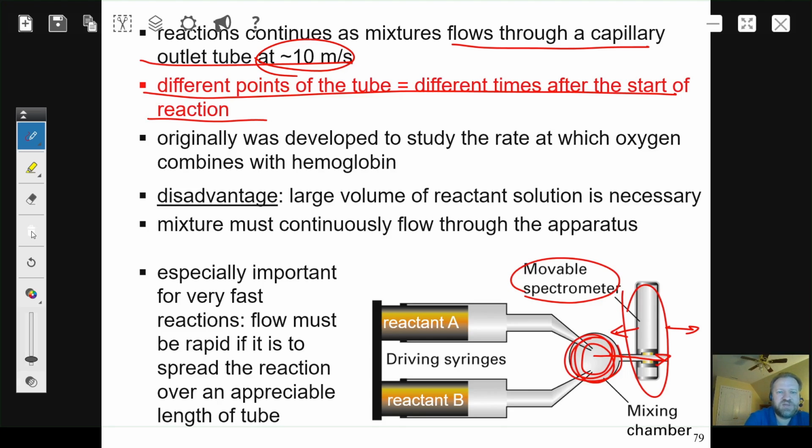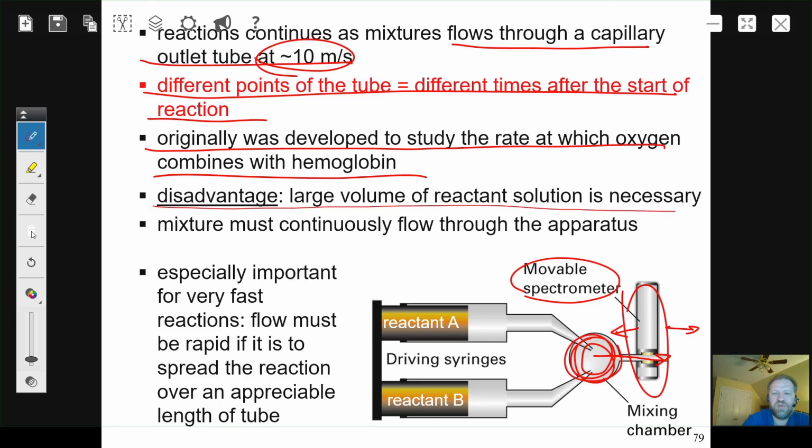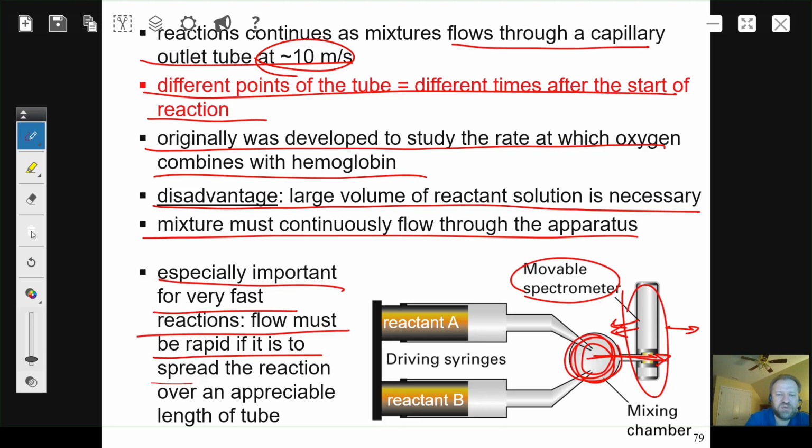Originally this technique was developed to study the rate at which oxygen combines with hemoglobin. The disadvantage, of course, is obvious, because a large volume of reactant solution is necessary because the mixture must continuously flow through the apparatus. So again, you move your spectrometer back and forth, or at least in one direction, following the progress of the reaction. What is also especially important for a very fast reaction is that the flow must be rapid if it is to spread the reaction over an appreciable length of the tube.